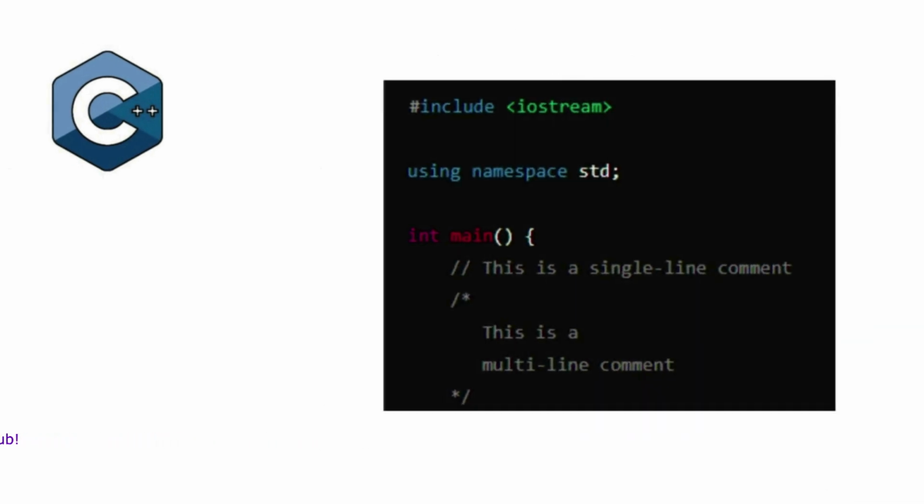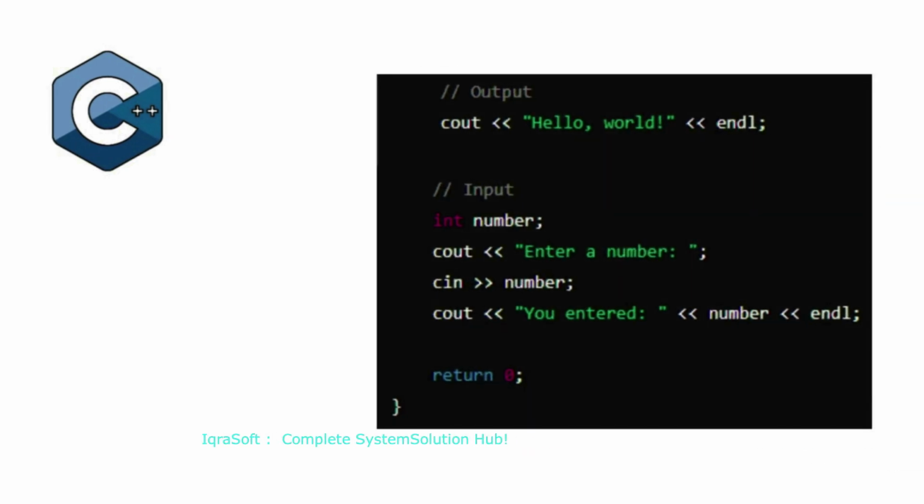#include <iostream>, using namespace std, int main. This is a single line comment. This is a multi-line comment. Output: cout << "Hello world" << endl. Input: int number; cout << "Enter a number"; cin >> number; cout << "You entered" << number << endl.